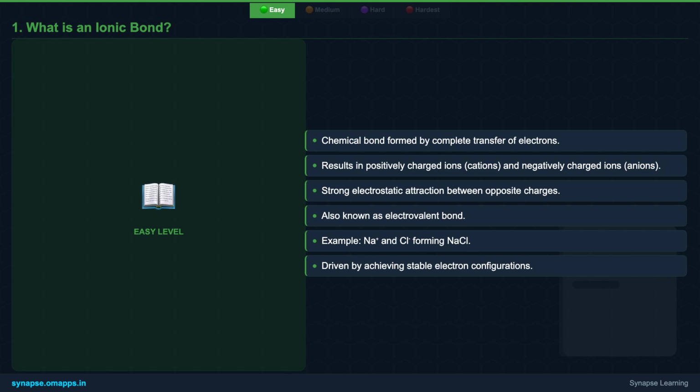An ionic bond is formed when there's a complete transfer of one or more valence electrons from one atom to another. This electron transfer creates charged particles, positively charged ions called cations, and negatively charged ions called anions. The powerful attraction between these oppositely charged ions is what we call an ionic bond, also known as an electrovalent bond. It's like a magnetic attraction holding them tightly together.